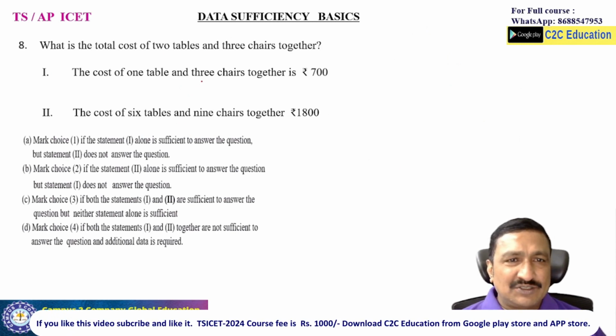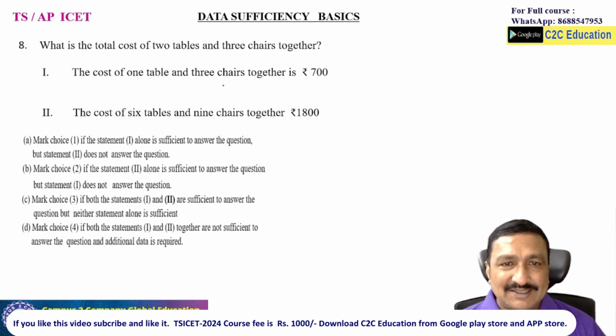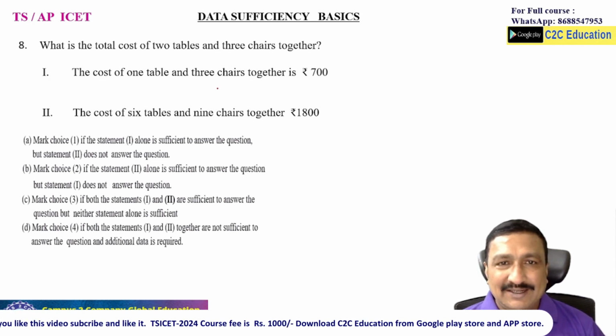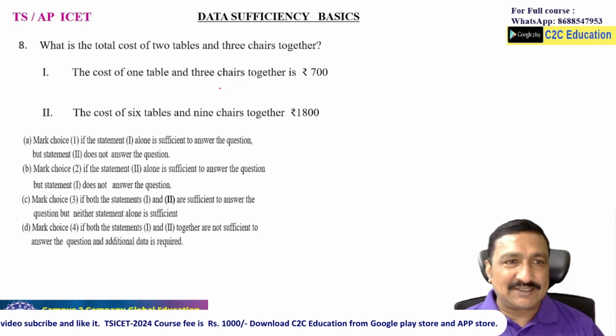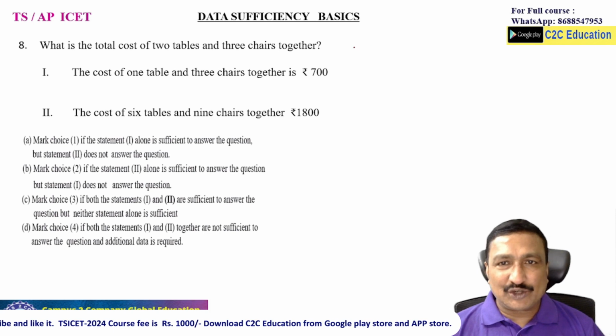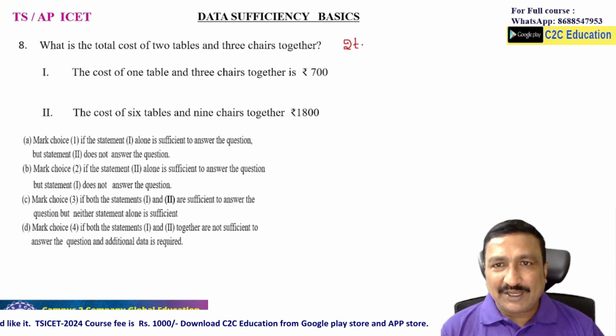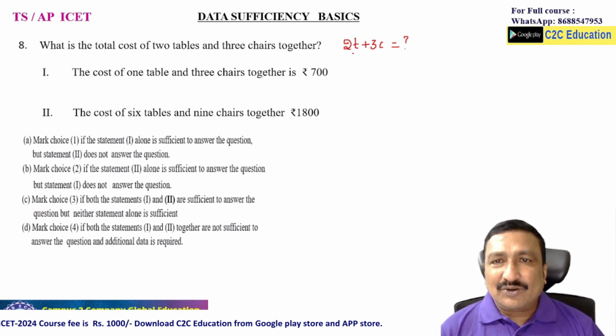Next question. These questions are very important and frequently asked in the data sufficiency section in TSICET as well as APICET. So here, what is the question? What is the total cost of 2 tables and 3 chairs? They are asking 2T plus 3C is equal to how much? So once you know this condition, we can find the answer.